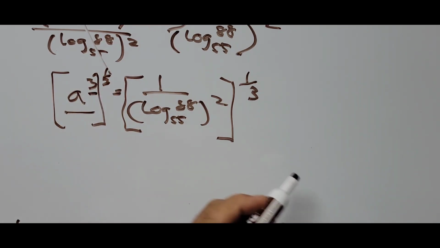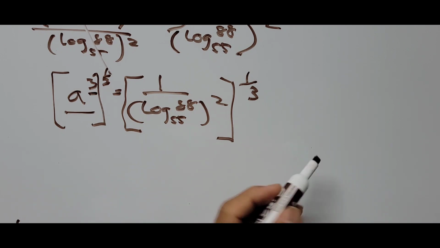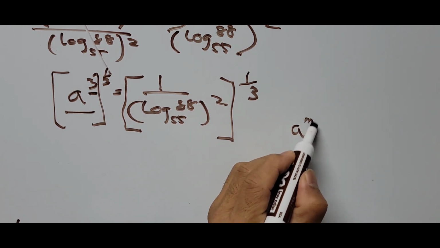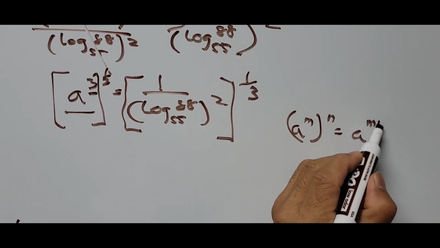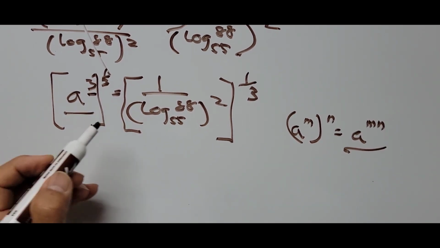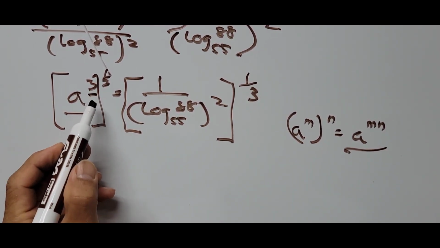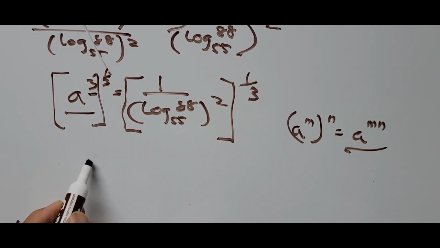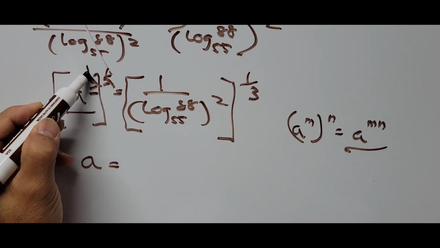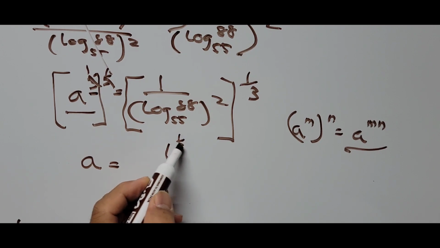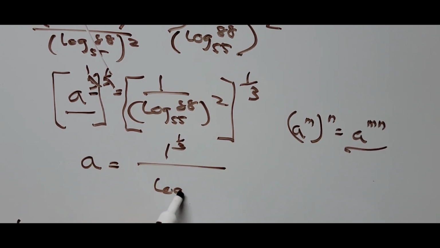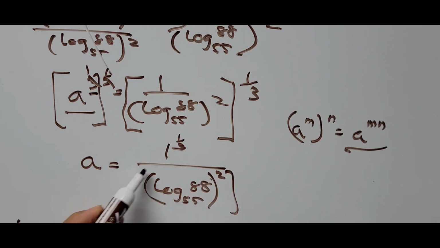So now we're using the power rule, the exponent rule, that is a raised to m, raised to n equals a raised to m times n. The left side of the equation, that means we're multiplying 3 times 1/3, so that will become a. So 3 divided by 3 is 1, so that's a, and equals 1 raised to the 1/3 divided by logarithm of 88 to base 55 squared raised to 1/3.